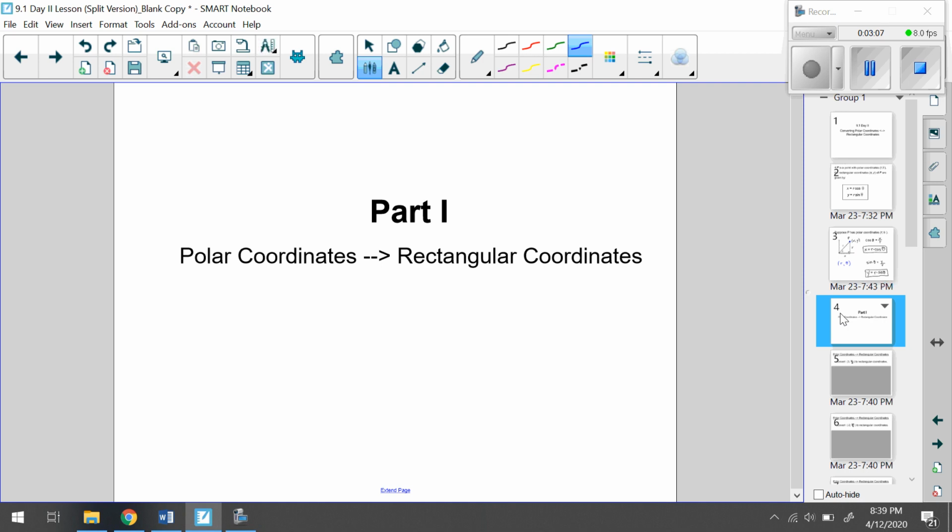So here's part 1. Originally, this lesson had 4 parts to it, but I decided that we're just going to look at parts 1 and 2 today, and then we'll look at parts 3 and 4 on Wednesday. So part 1, we're going to be transforming a coordinate that's in polar coordinates into rectangular coordinates.